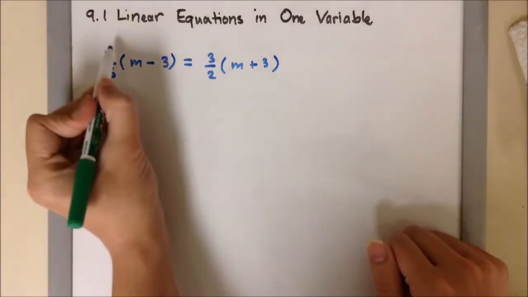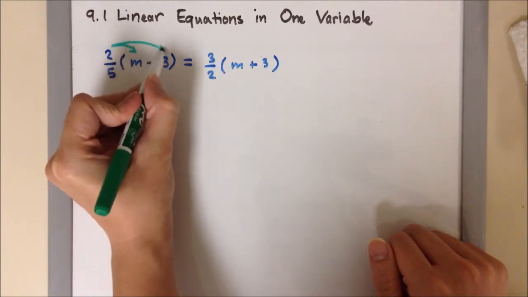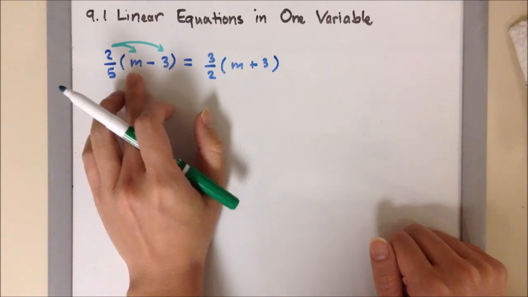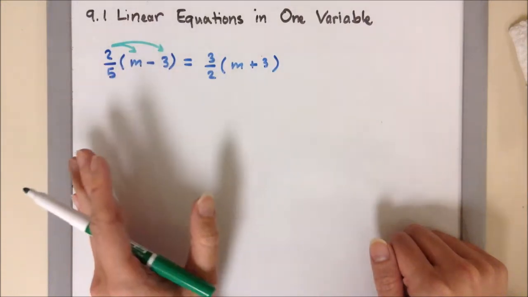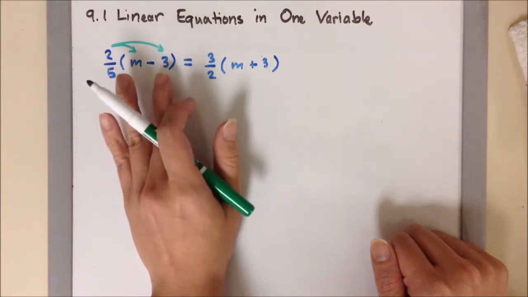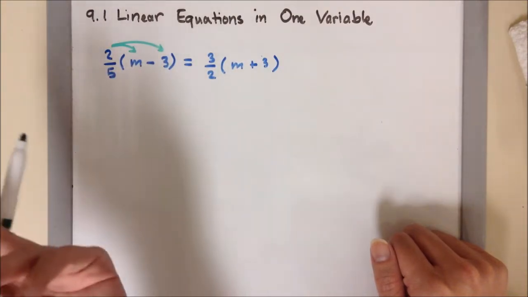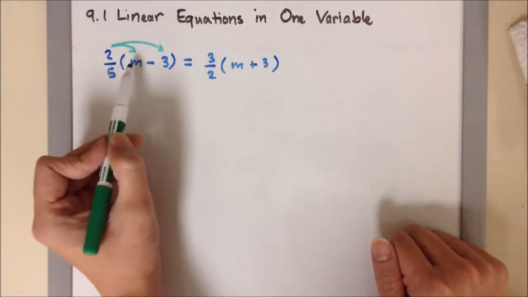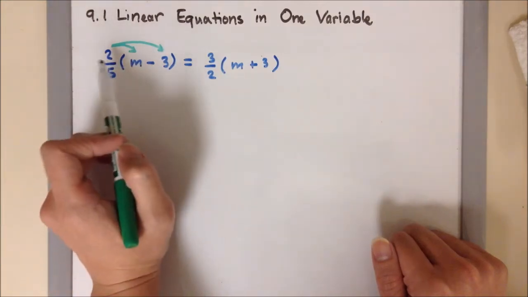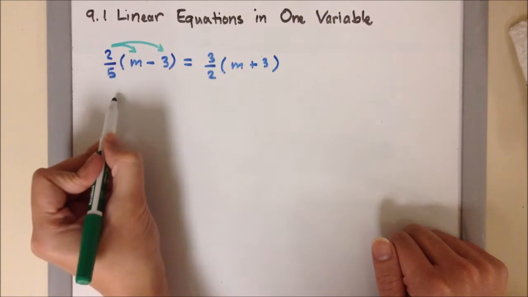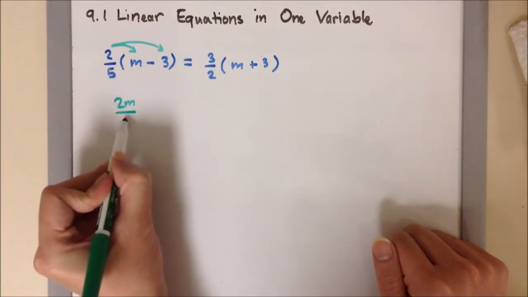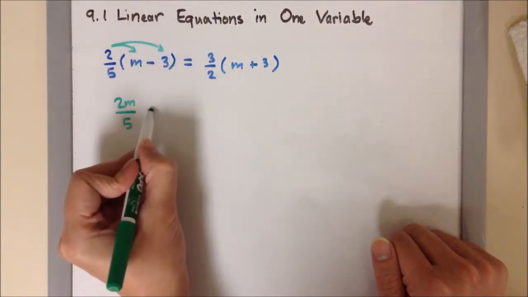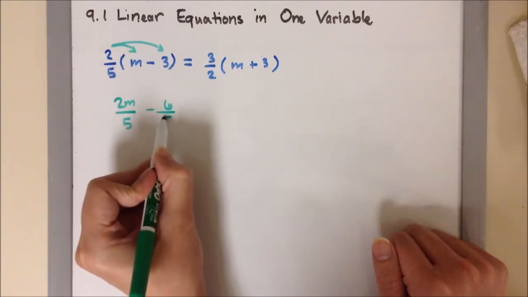So on the left side, now since it's a fraction multiplying to a whole variable and a whole number, whenever you have a fraction multiplying to a whole variable or to a whole number, vice versa, meaning a whole number or a whole variable multiplying to a fraction, all you gotta do is just multiply to the numerator. So 2 times m will be 2m, and we keep the denominator, which is 5, and then 2 times negative 3 will be minus 6 over the same denominator.